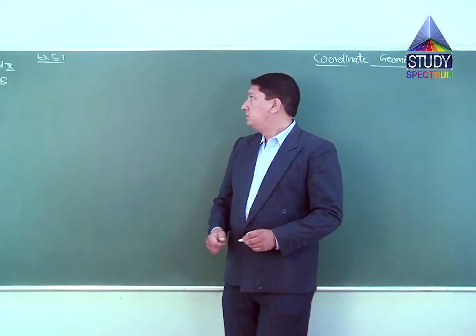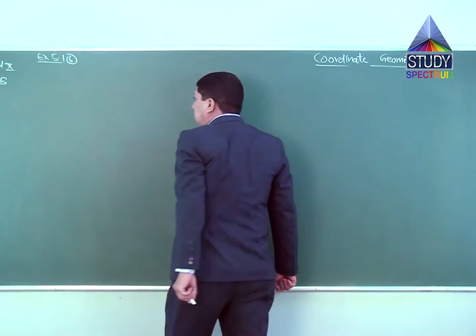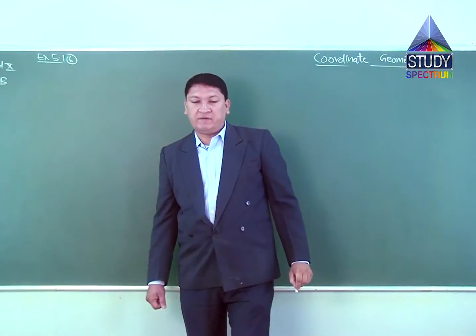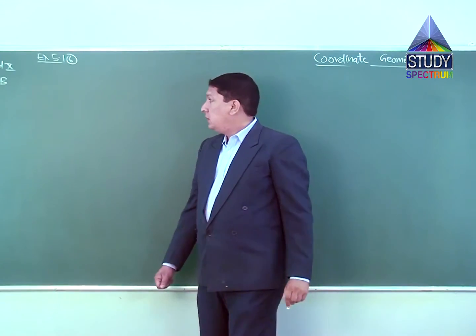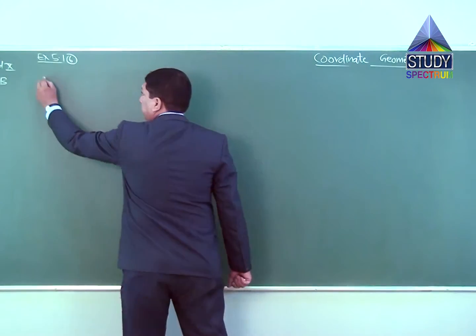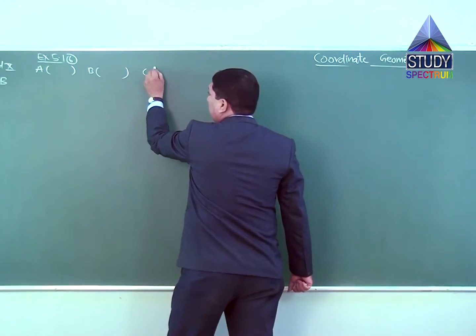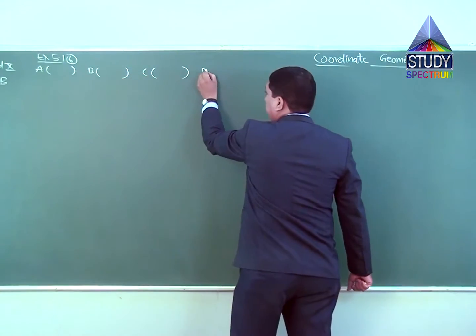Start sixth sum now. This sum is slightly different from the sum which we have done just now. This time 4 values are given to us: A, B, C, D. A value is known, B value is known, C value is known, and D value is also known.